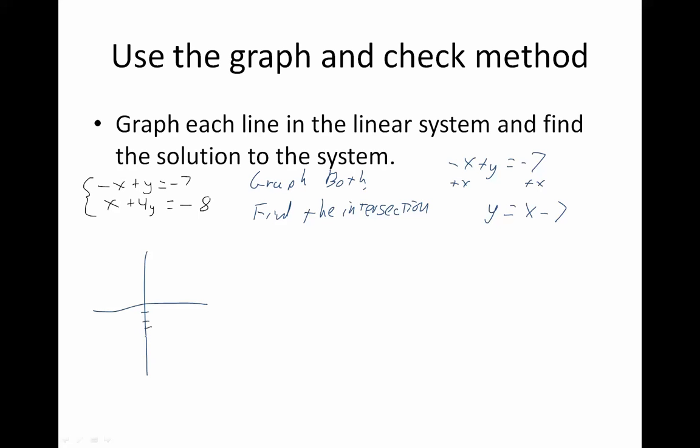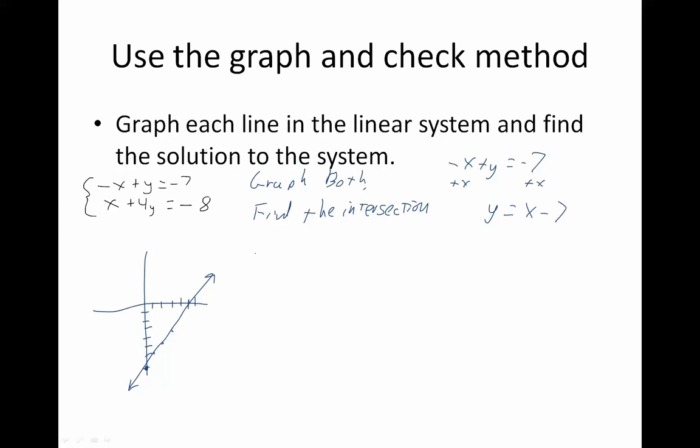1, 2, 3, 4, 5, 6, 7. That's my first point right there. And this is up 1 over 1, because that's my slope. My slope is up 1 over 1. So there's one line. And I'm trying my best here to be accurate. Hand-drawn graphs are never very good. That's the biggest weakness of this type of method. I also have terrible handwriting, so that doesn't help.